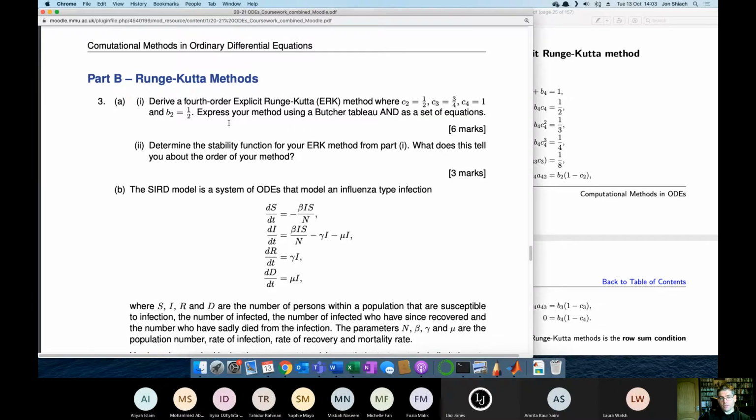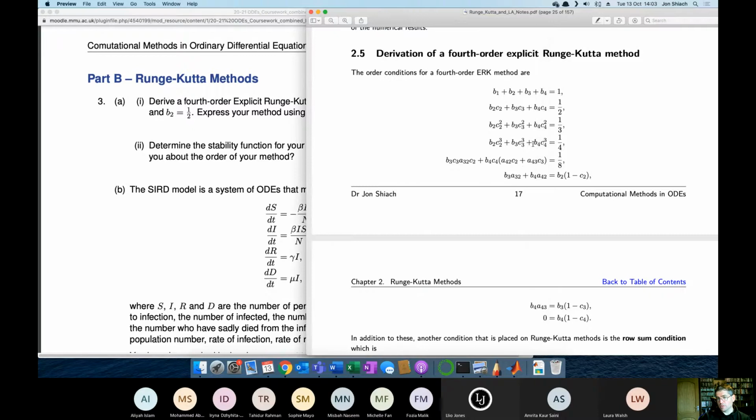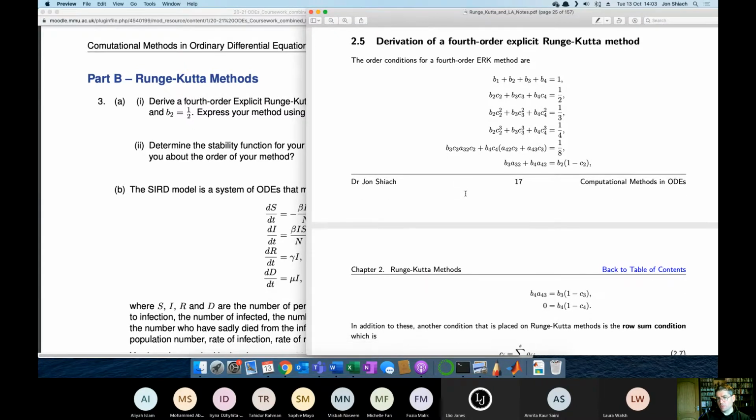So you have a value for B2, which is 1/2. So you have B1, B3, and B4 to solve for. Think of the B's as your unknowns. Have a look at the order conditions. We need 3 equations because we have 3 unknowns to solve for. So you know what C2, C3, and C4 are, and you just have to choose any 3 equations from those to solve for the B's.